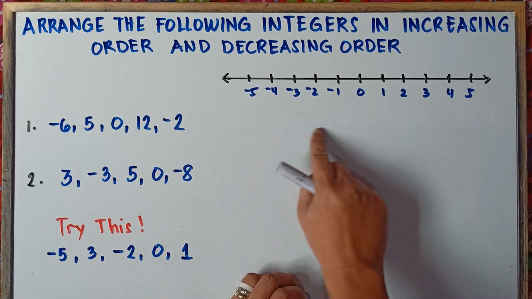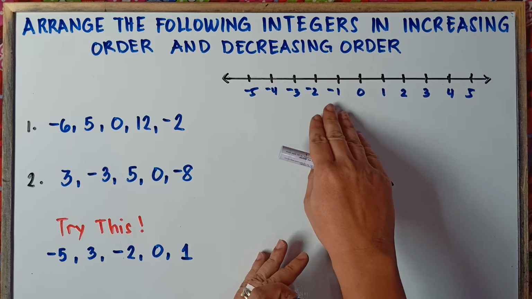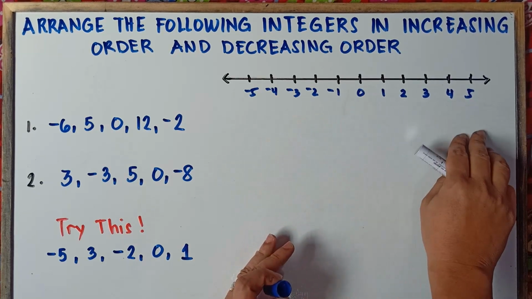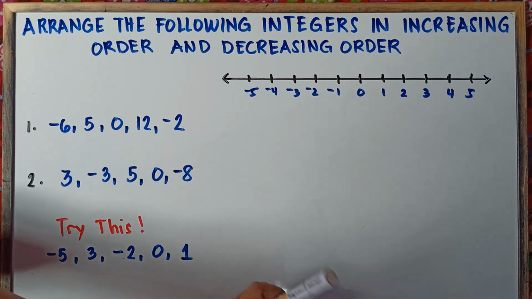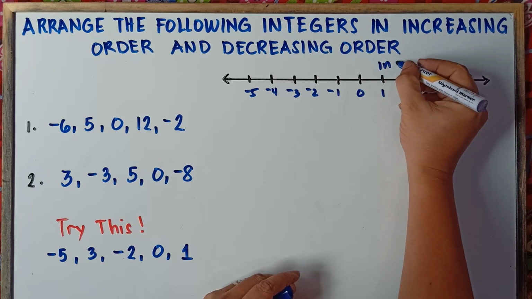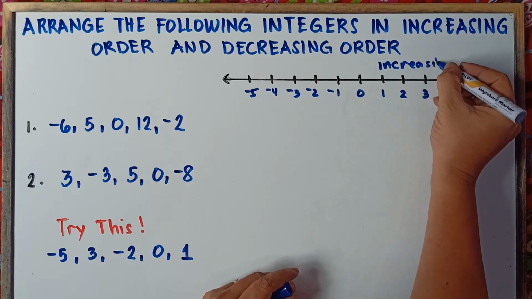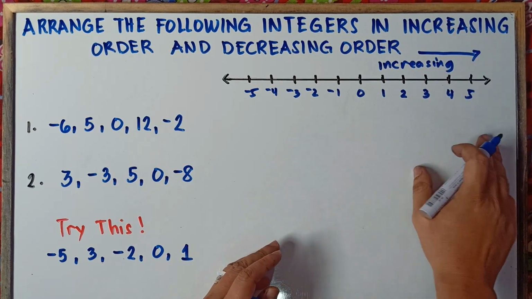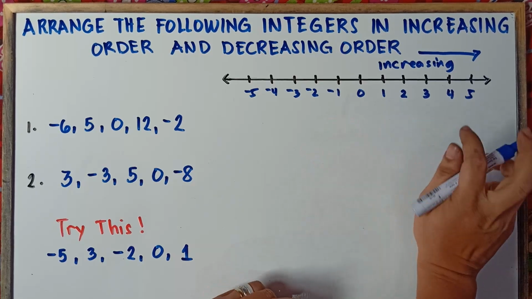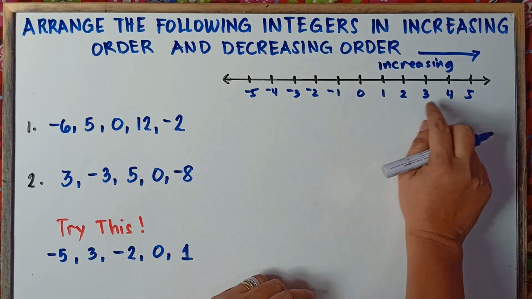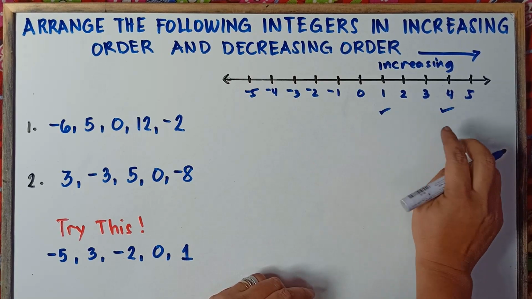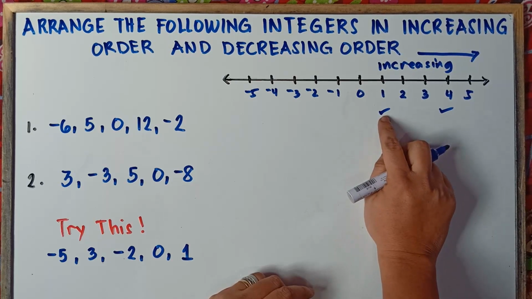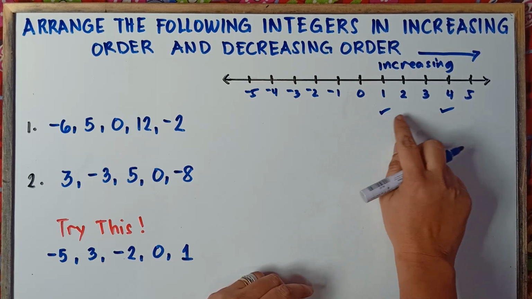So if we have this number line, class, the numbers going to the right on the number line, those numbers are increasing. Going left to right, those numbers are increasing. So therefore, we can say that 4 is greater than 1, because positive 4 is on the right of positive 1.